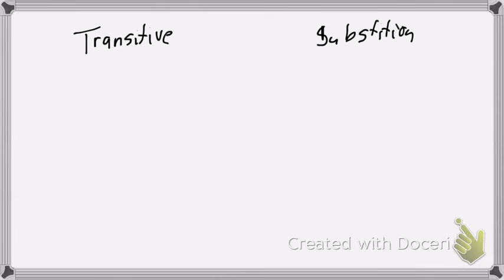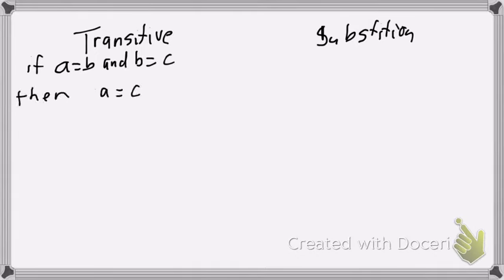One of the things I do want to illustrate really quickly before I go is the difference between the transitive property and substitution. These are two things that get really easily confused. So the transitive property is if A equals B and B equals C, then A equals C. So the transitive property requires that middleman.